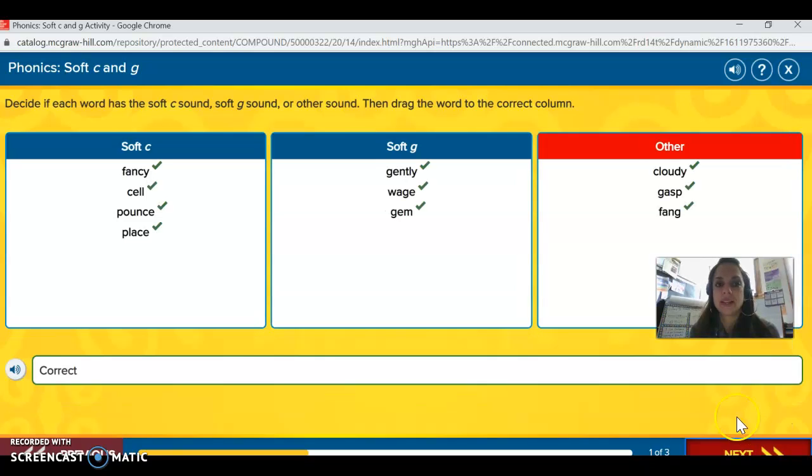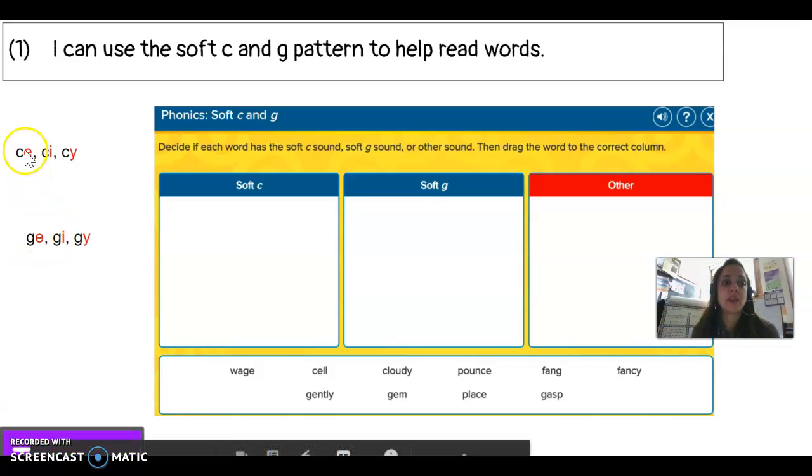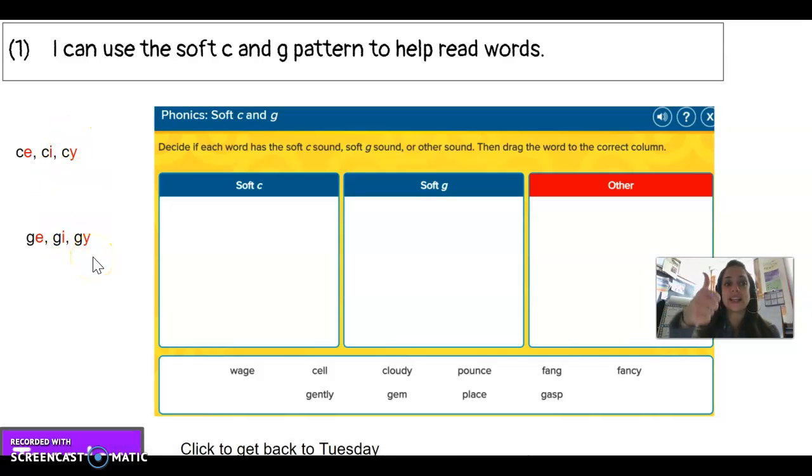Fantastic. Nice work. So third graders, we have just used the soft C and G pattern to help read words. And remember, those special vowels, if C and G are followed by an E, I, or Y, they will make that soft sound. C, S, and G, J.